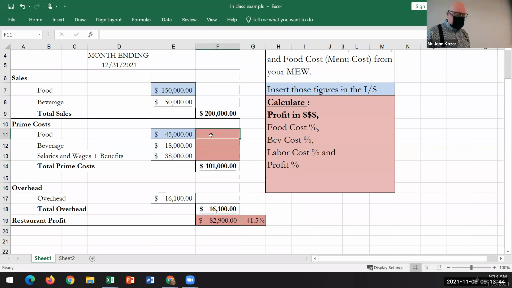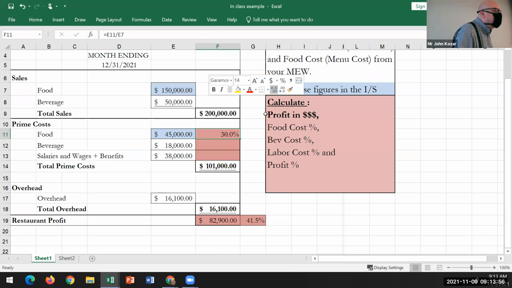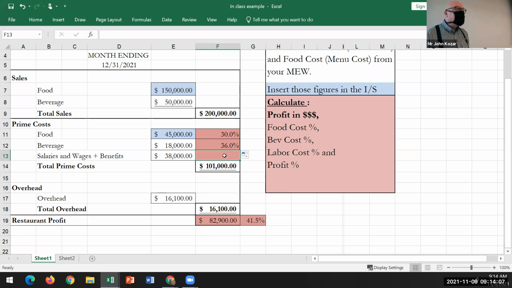For food, beverage, and labor, like we have been doing, the food cost divided by the food sales. And the next one is beverage cost divided by beverage sales. And then labor cost divided by total sales.